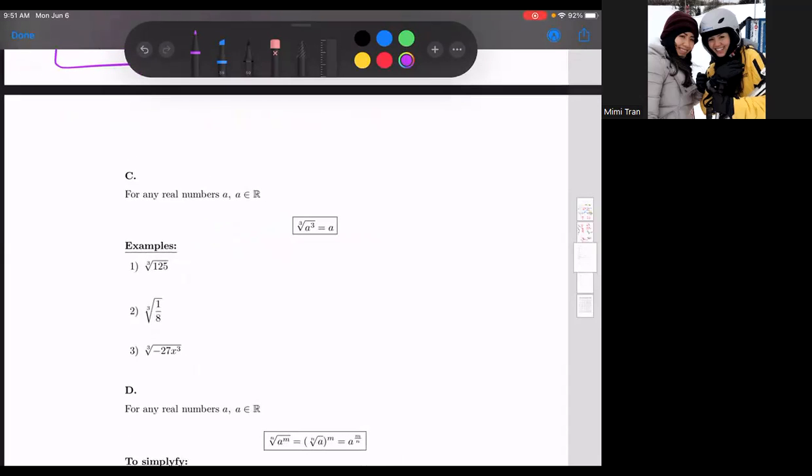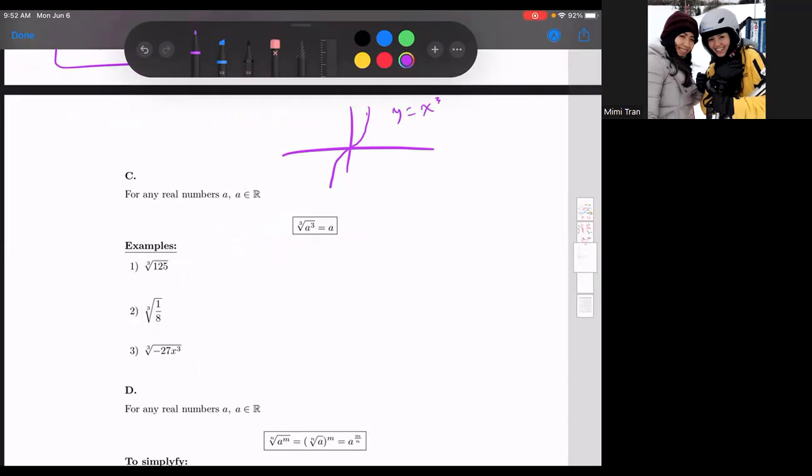All right, part C. We have another property: for any real number a, the cube root of a to the third is equal to a. Why? Because the cube root is very easy going. If you have a graph of x cubed, it looks like this. What is the domain and what's the range? You should be expert by now. That's y equals x cubed.